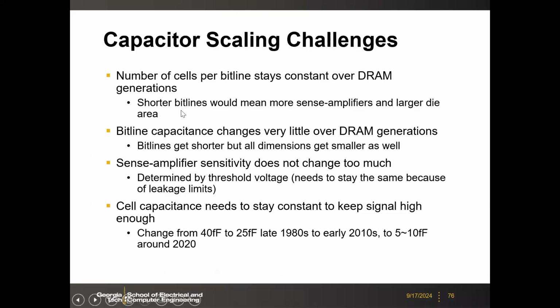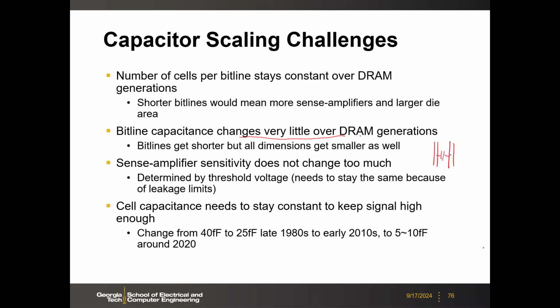So here we summarize, right? The bit line capacitance changes very little over the generations, as I said. The bit length gets shorter, but all dimensions get smaller as well. Your bit length gets shorter, yes, but the spacing between bit lengths also scales. That means the CBL, which is the wire-to-wire coupling capacitance, increases.